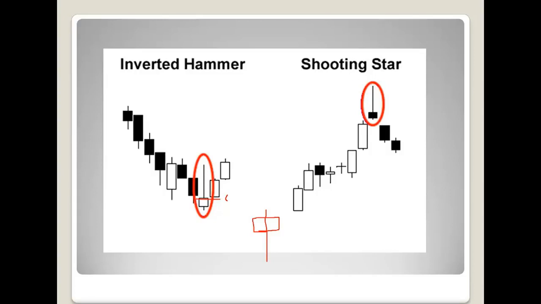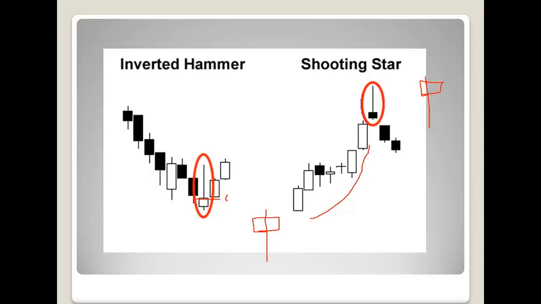The same scenario applies for the shooting star. The shooting star has to be in an uptrend, where the closing of the body should be at the bottom. So this is just the opposite of the hanging man. For the hanging man, the body should be at the top. If you put it upside down, it becomes a shooting star.